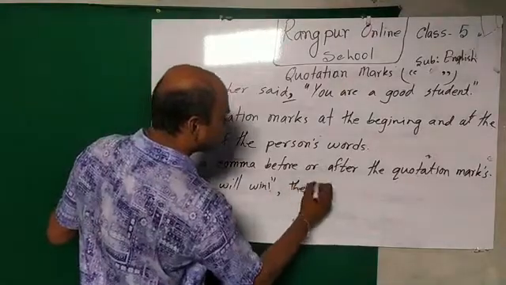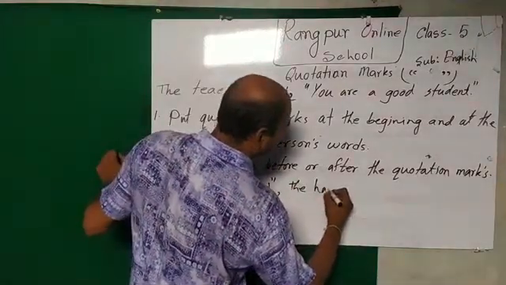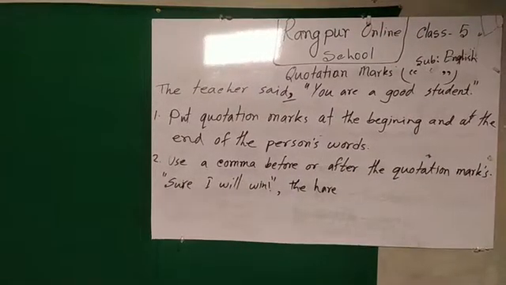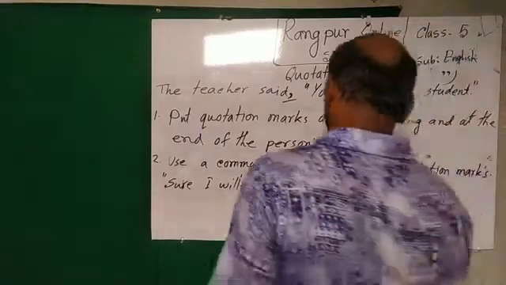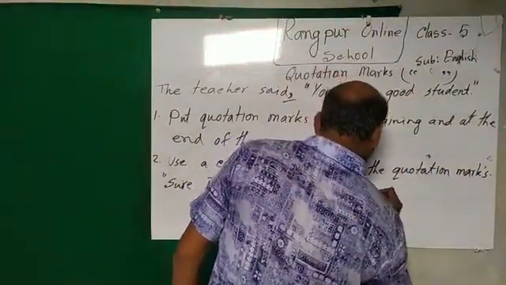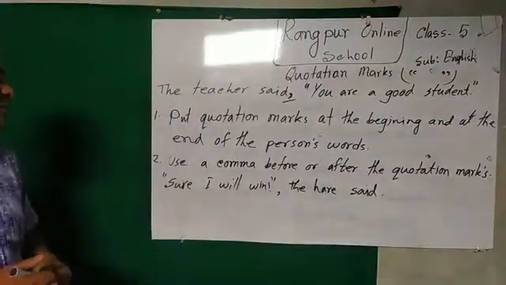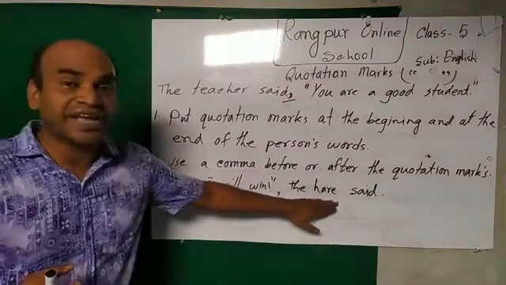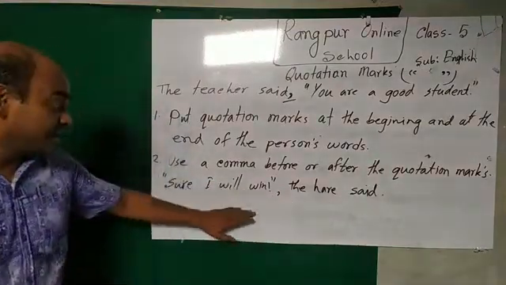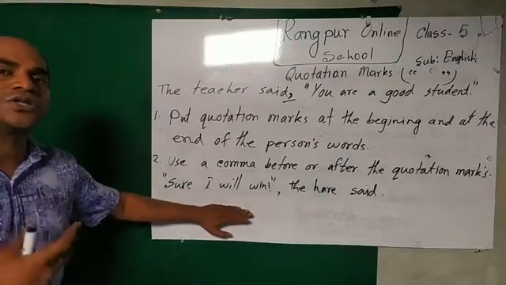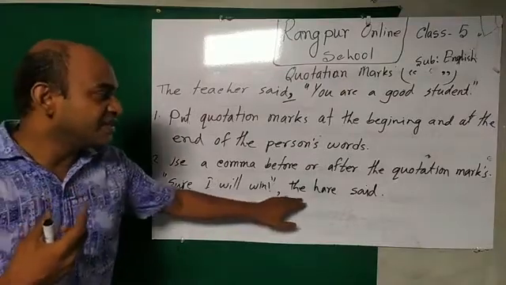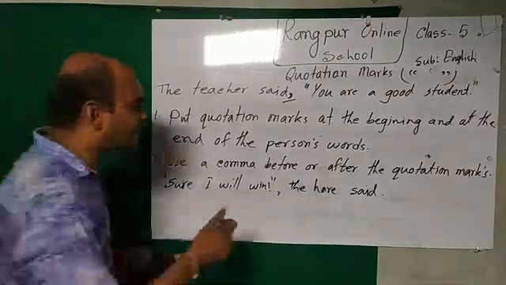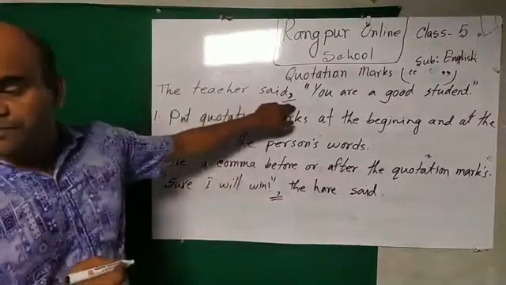They have said. The hare said, "Sure, I will win." It is the quote of the hare, the hare's word. First I write the quote, then the person's name: the hare said. I put a comma after that. It is the after and it's the before.